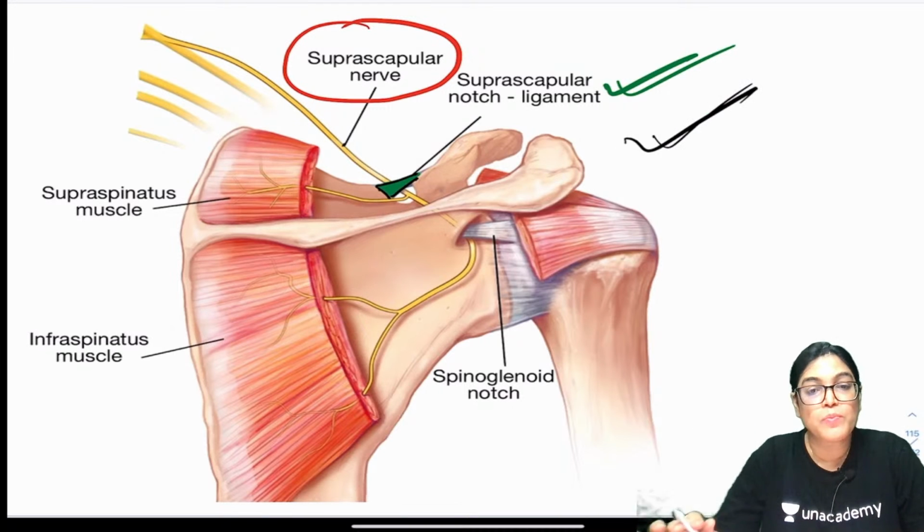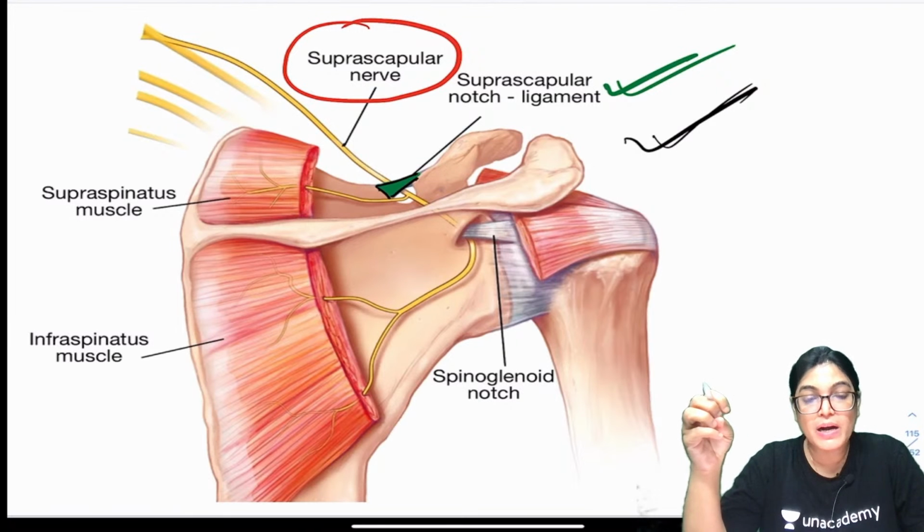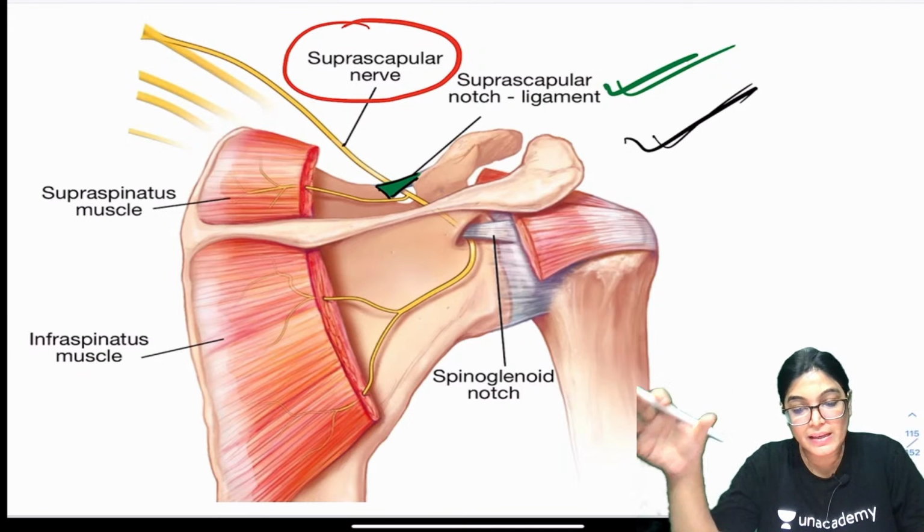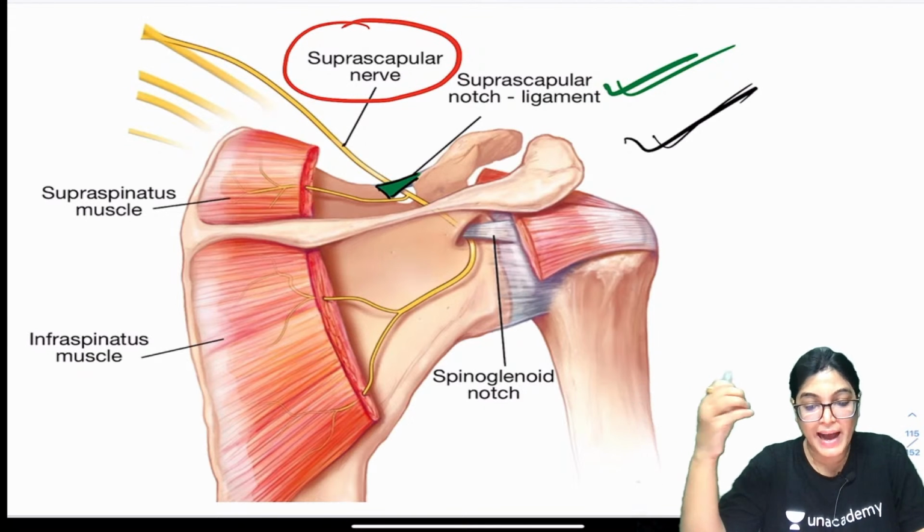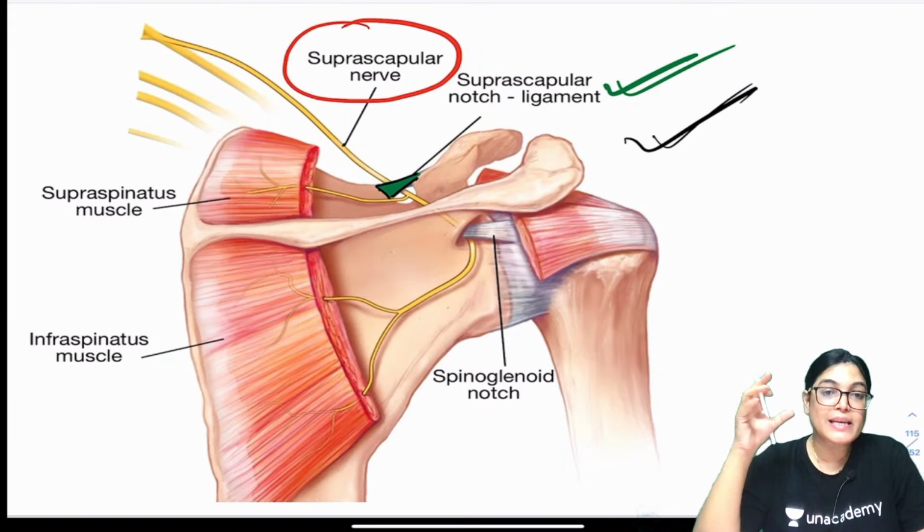So I will go with the suprascapular nerve. The suprascapular nerve is traversing below the transverse suprascapular ligament, and it is most likely to get fractured in the scapula. So that is the key point which is giving us the right answer. Now what about the other options?